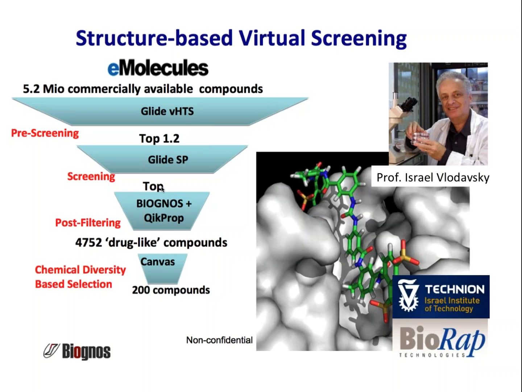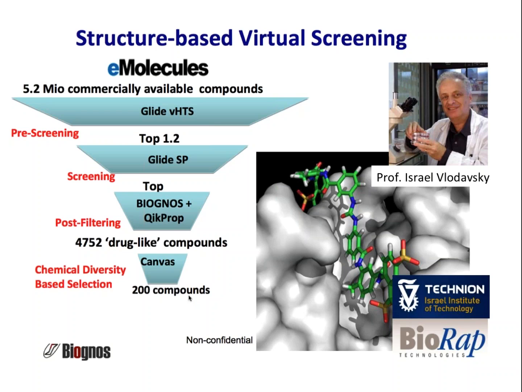That's still too many to test. Then I went on, using Canvas and also some filters in the CAT software, to narrow this down to 200 compounds, which were then tested. And luckily there were a couple of active compounds in the assay, so that was quite a successful screening campaign. So it's possible in principle also for carbohydrate binding proteins.